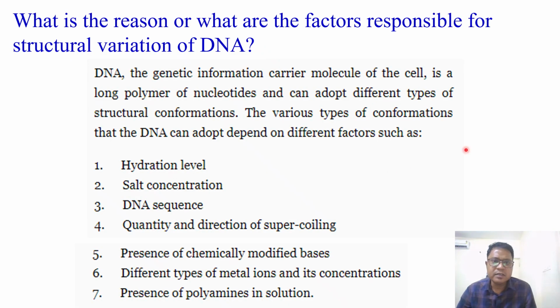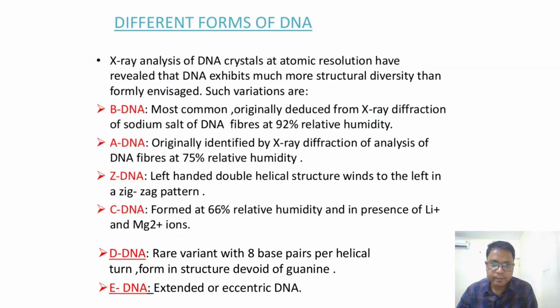So, what are the factors responsible for structural variation of DNA? DNA, the genetic information carrier molecule of the cell, is a long polymer of nucleotides and can adopt different types of structural conformation. The various types of conformation that DNA can adopt depend on different factors such as hydration level, salt concentration, DNA sequence, quantity and direction of supercoiling, presence of chemically modified bases, different types of metal ions and their concentration, and presence of polyamines in solution.